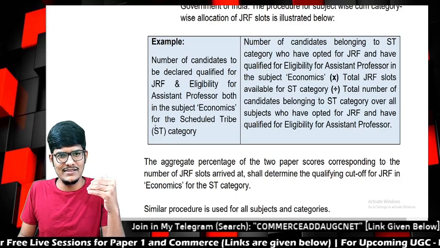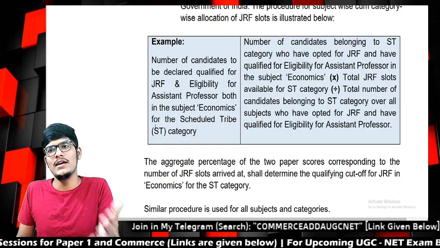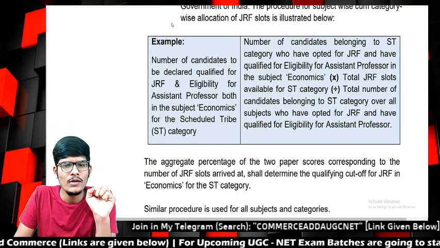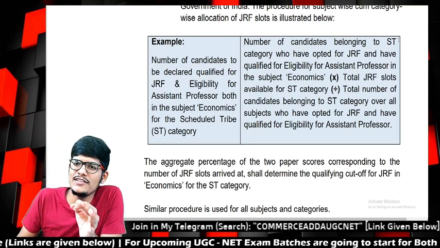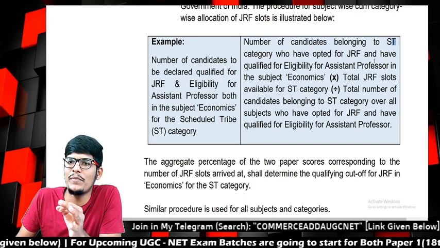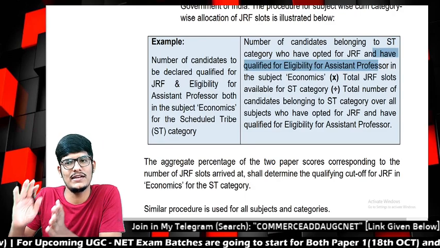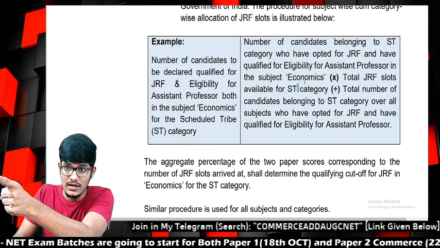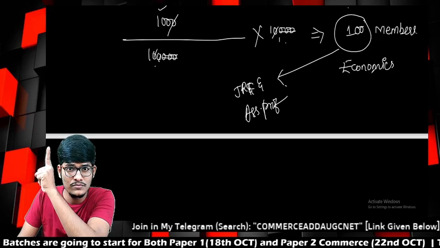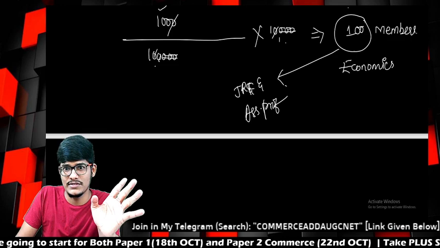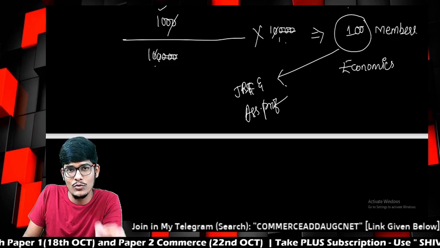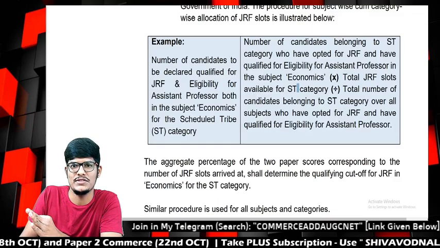SC category, take it as SC only, even though they have written ST. As we are taking the example of SC, try to make it SC only. Now in this, the number of candidates belonging to the ST category who have opted for the JRF and qualified for the assistant professor in the subject of economics, which we decided 100 is qualified for the NET assistant professor, and from them we segregated the persons who applied for the JRF and assistant professor.